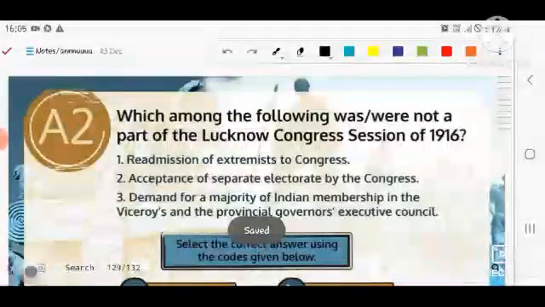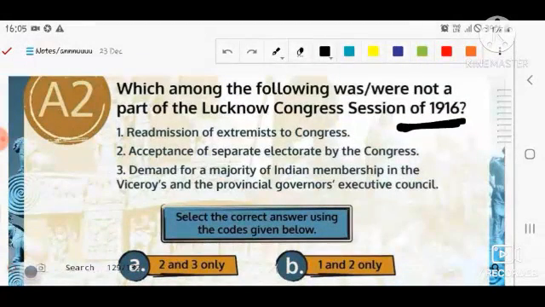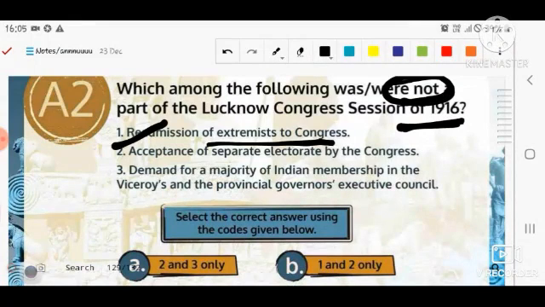Second question, if you are talking about what is the correct statement, what is the part of the Lucknow Congress session of 1916, not a part, sorry, I am really sorry. Readmission of the extremists to Congress, that is also correct. Acceptance of separate electorate, that is the backward point, but that occurred at that point of time. The Congress was the umbrella of all the ethnicities at that point of time, which included the Muslims, Sikhs, Jains, and Hindus obviously, but they recognized the Muslim League as a separate entity specifically for the Muslims. That is wrong.